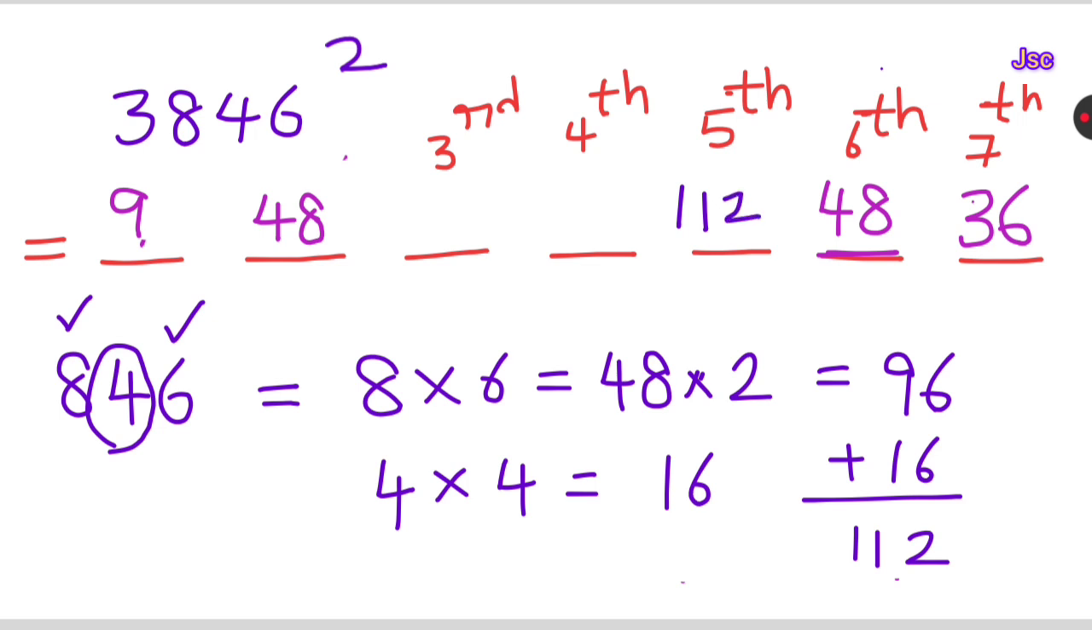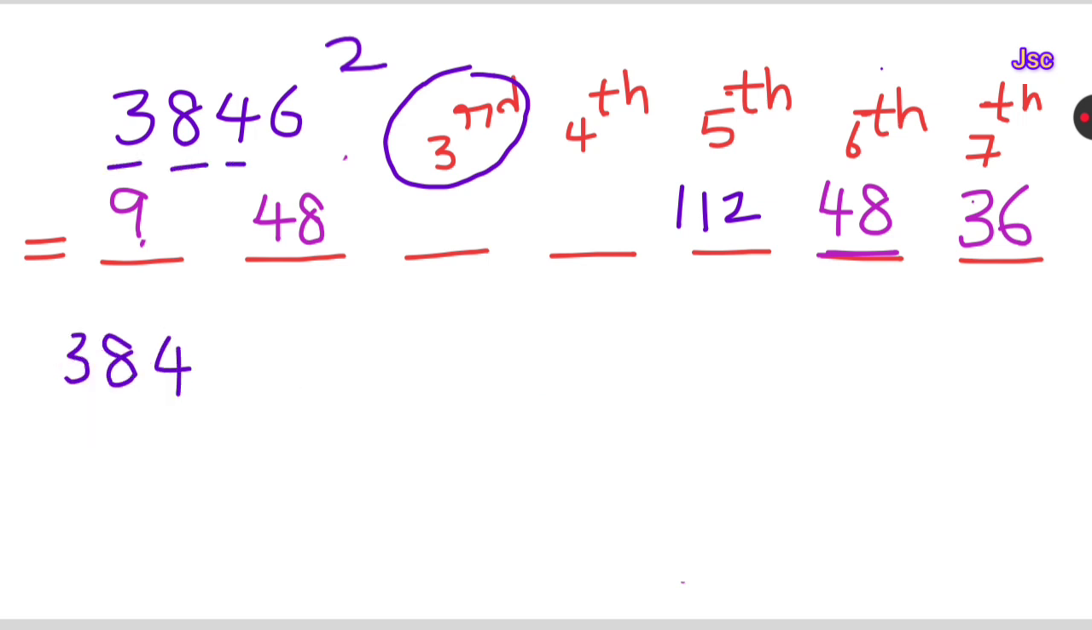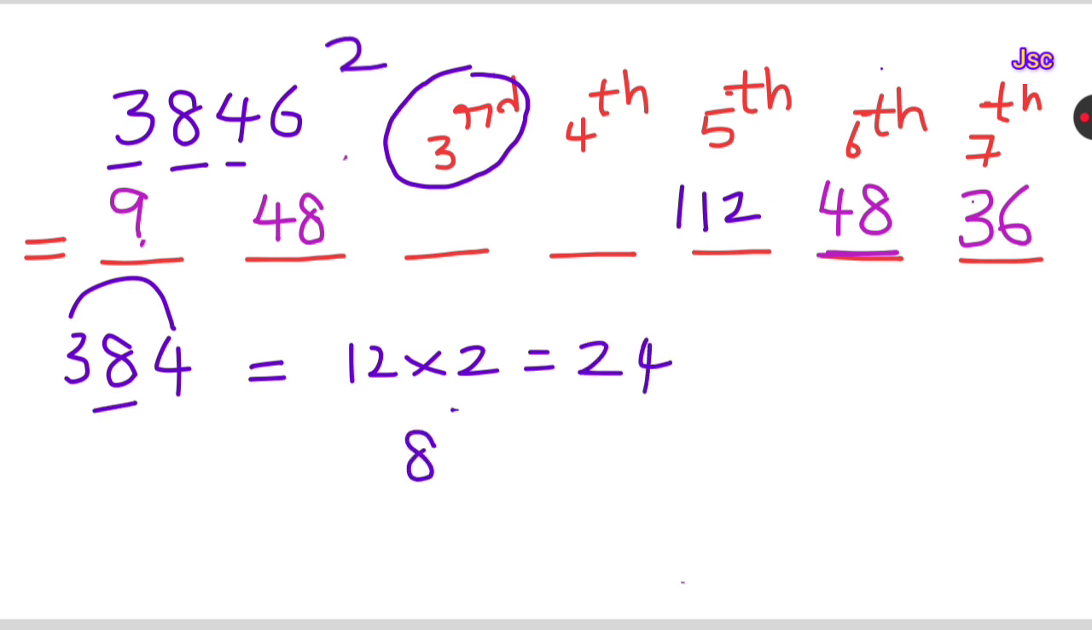Same like that, now we are doing the 3rd position. That means you take the first, second, third digits, which is 384. Same as the 5th position, we have to multiply the extremes. 3 times 4 is 12, and then double it, 24. And the middle number you have to square it. 8 square is 64. Add these two numbers, then we get 88. So that is your third position. Just write 88 at the third position.